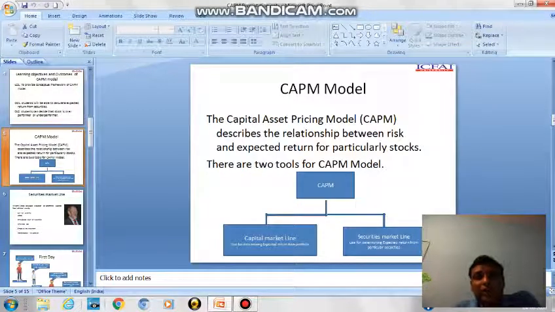CAPM model. Actually, this model provides a relationship between risk and expected return for a particular stock. There are two tools used for this model. First is the capital market line. This tool is used for expecting the return from the portfolio. Portfolio means a basket of assets in which investors make their investment. And the second tool is the security market line. This tool is used for the expected return from a particular security. So today I will discuss only one tool, that is the security market line.